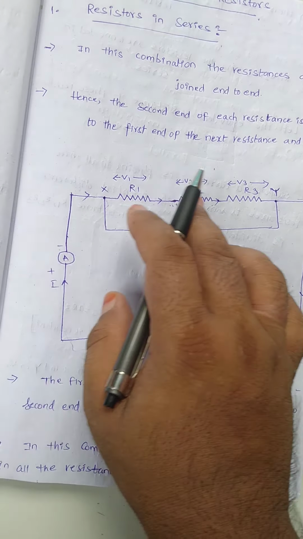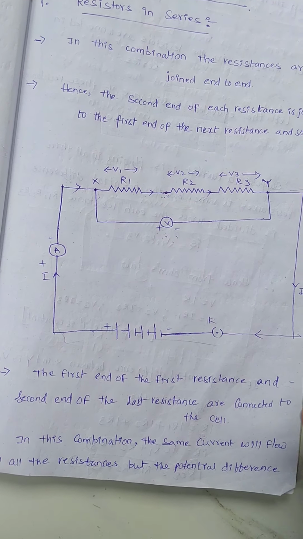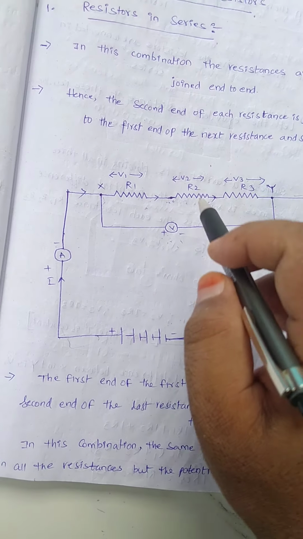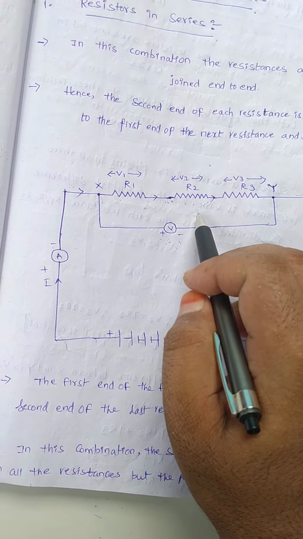Whatever the current in R1, the same current will be flowing in R2, and the same current will flow in R3 also. Of course you can connect infinite resistances in series, and the current is the same in series combination. Just remember that point. But in series combination the potential difference is divided across each resistance. So for R1 the potential difference is V1, for R2 it is V2, for R3 it is V3. Yes, that I told.